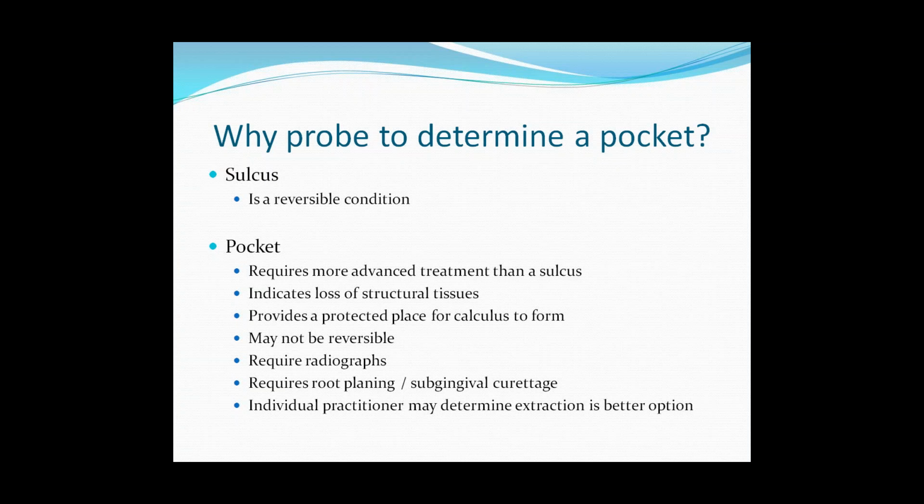So the first one is that a periodontal pocket, once it's formed, requires much more advanced treatment than a normal sulcus. It indicates loss of structural tissues. It also provides a place, as I've just mentioned, for calculus to form as well. Generally speaking, when there's a pocket, it may not be reversible. So you may find that the pocket's there to stay, but there are treatment modalities, which we'll talk about at the end, to reduce the pocket back to a healthy sulcus.